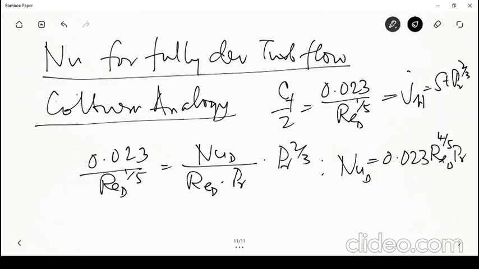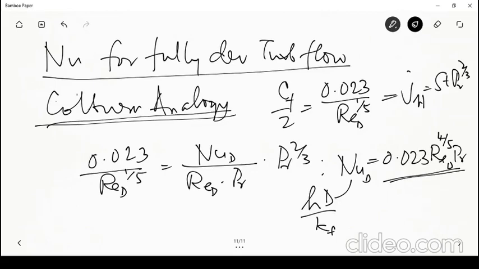And this Nu_D is nothing but h times D by k, where k is the conductivity of the fluid, and this hD by k_f is the enhancement in heat transfer by the presence of flow, and that is given as 0.023 Re_D to the power of 4/5 times the Prandtl number. That is by the Colburn analogy.